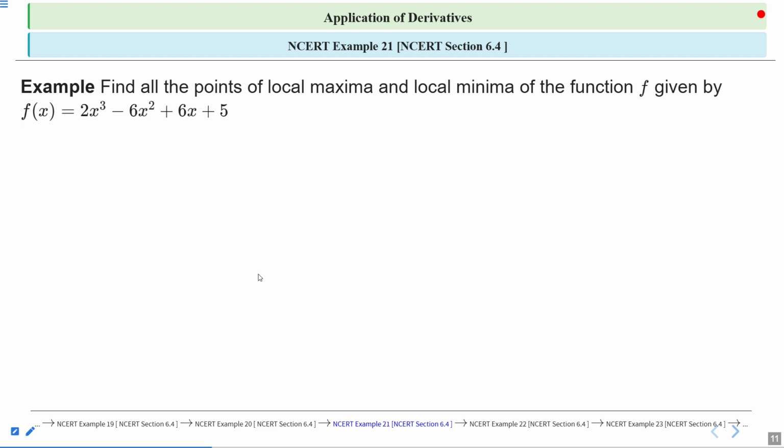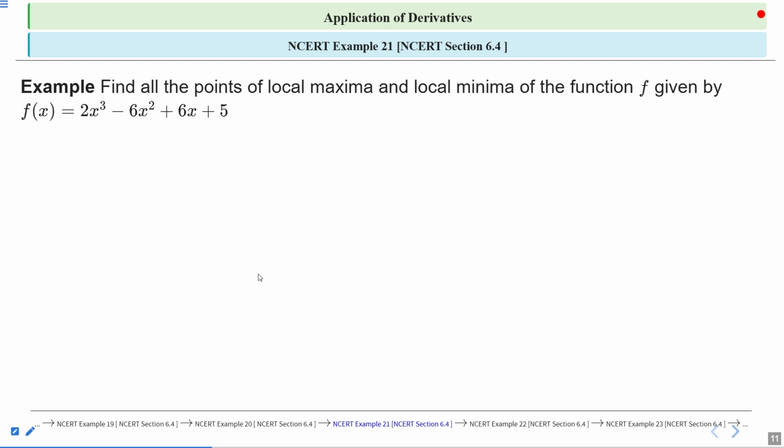So again, how can we find the local maxima and local minima? We will try the second derivative test. First, we will put f dash x equal to 0 to find the critical values of the given function. At each critical value, we will try to find f double dash x.